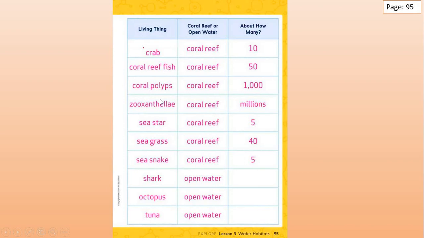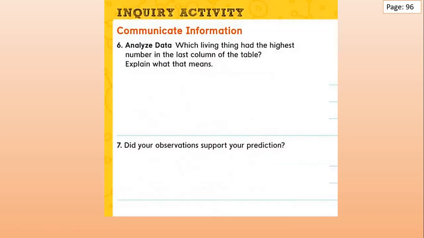You don't have to write all these living things. Write 5 and that's enough. The name of the living things, where it lives, and about how many. If you finish, try to solve these questions by yourself. Page number 96. Question number 6. Which living thing had the highest number in the last column of the table? What do you think, grade 2? Think about it and write your answer here. When you finish, you can check your answers here.